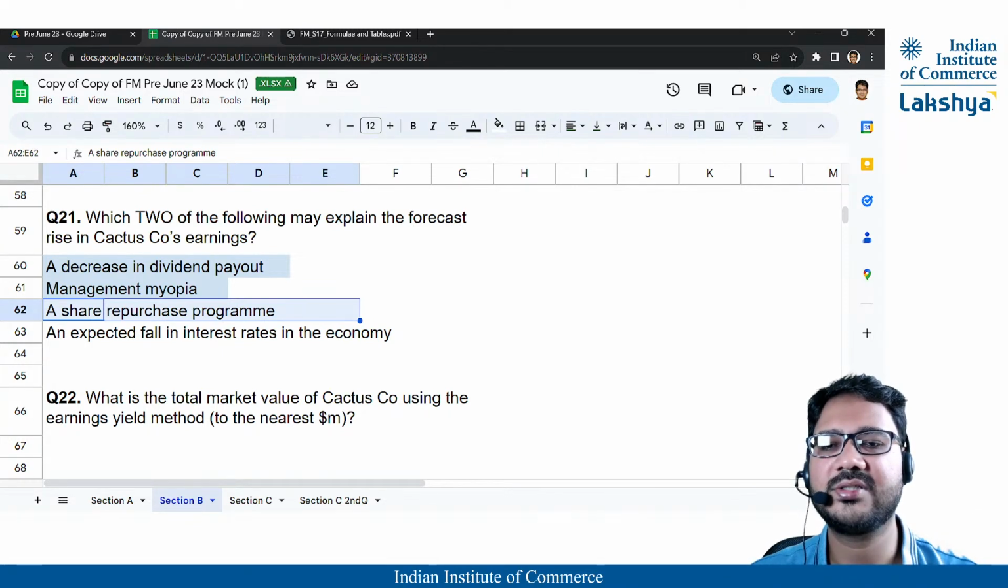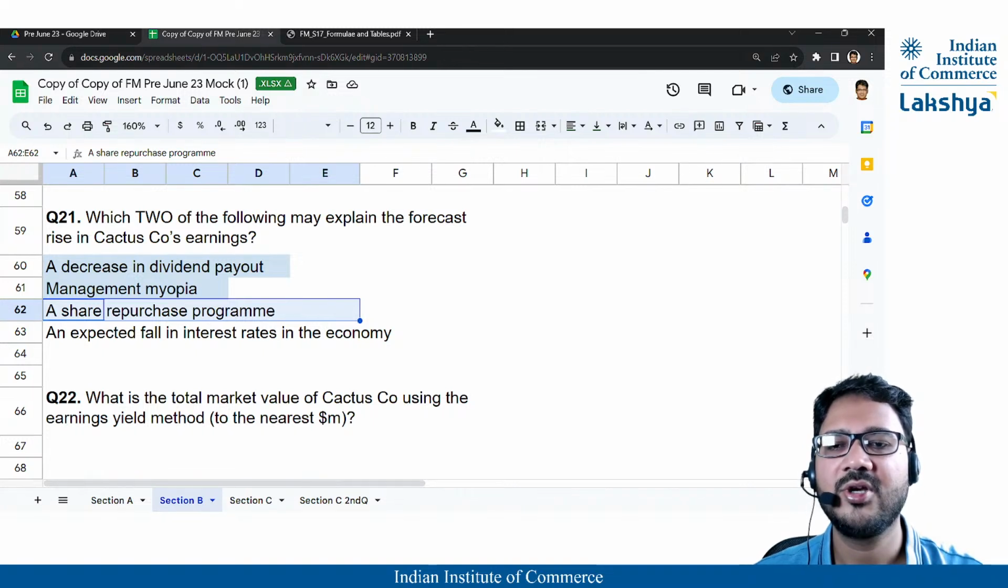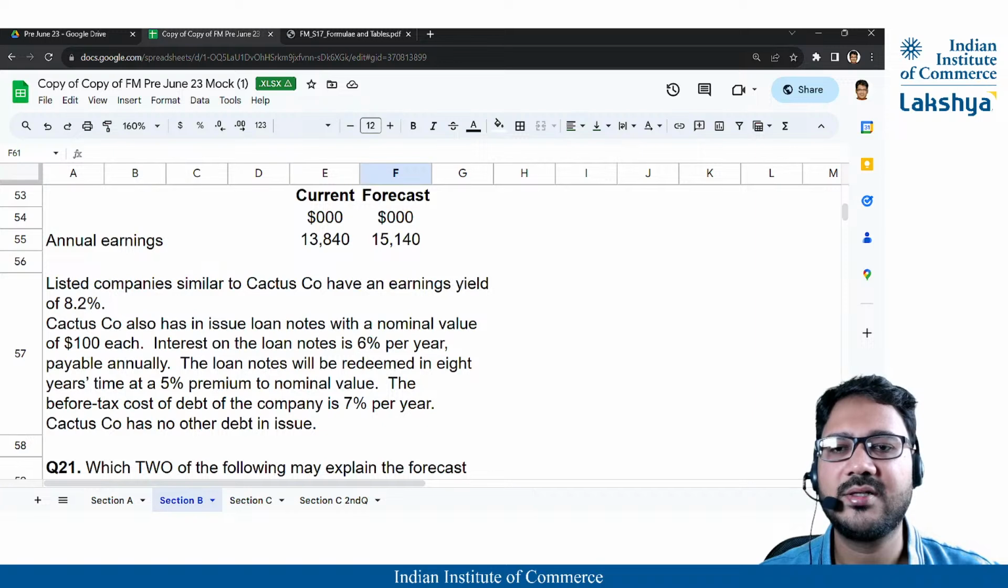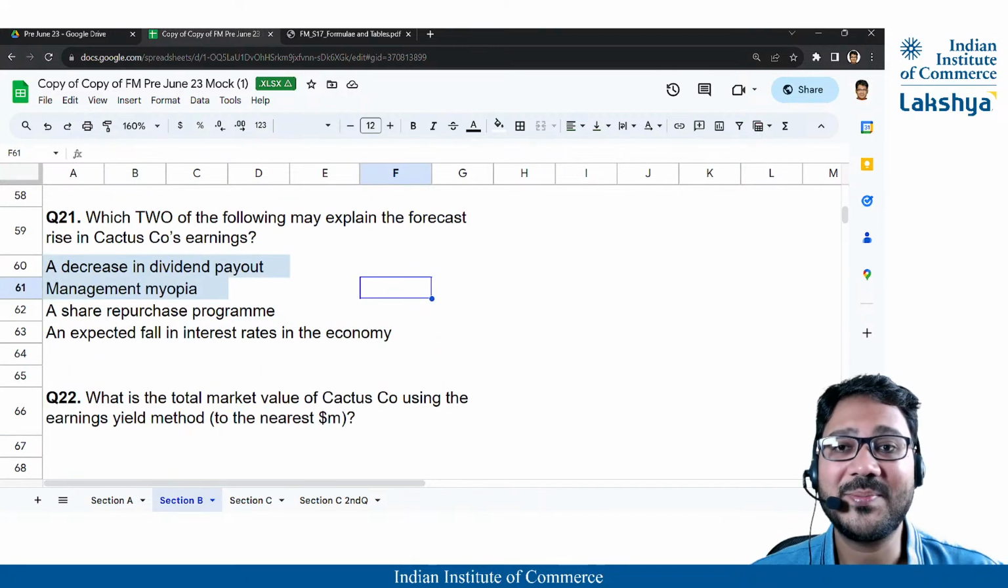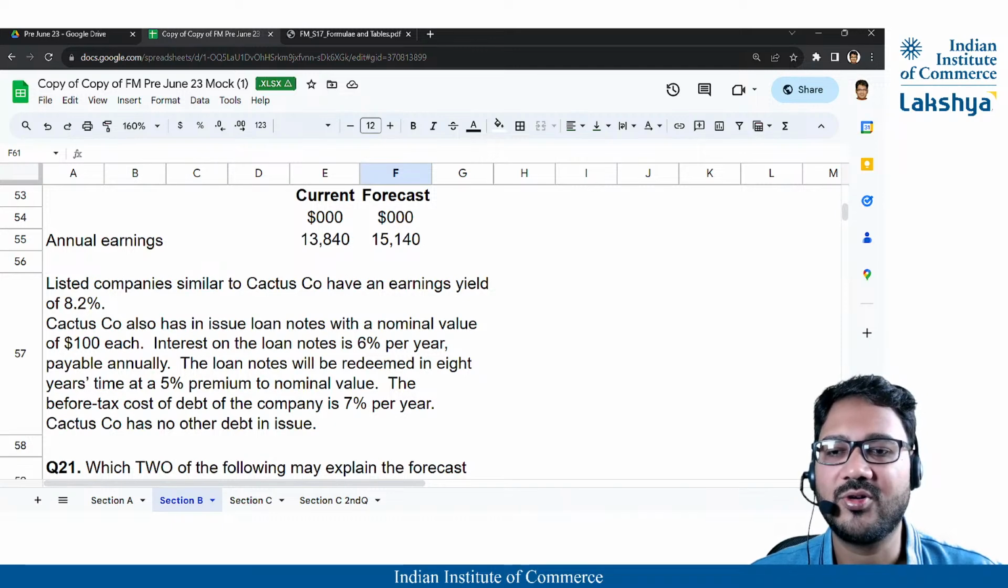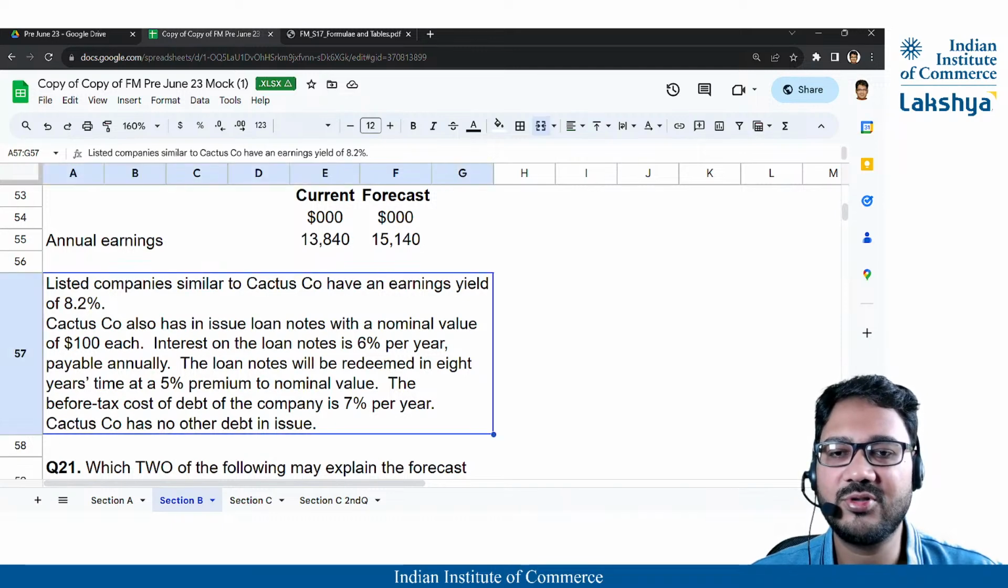Expected fall in interest rates in the economy. Well, if there is a fall in the interest rates in the economy, your interest rates would ideally come down. But they have a fixed rate loan, and there is no other debt in issue. So it's not going to really impact the company. Sorry, not 7%. The loan note is 6% per annum. So the loan note is at 6% flat. It's not a variable loan note.